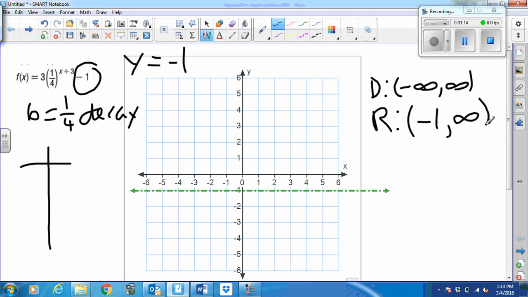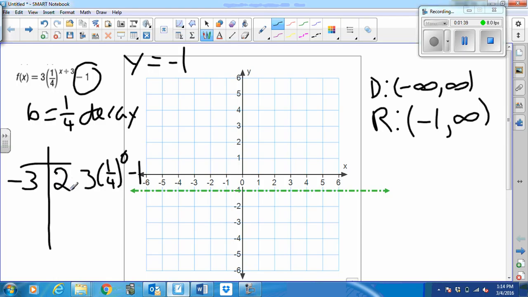Now, as I'm looking for numbers to find the shape of this exponential function, the first thing I want to do is figure out what value of x is going to make that exponent equal to 0. And so if I plug in -3 for x, what I end up with is 3 times 1/4 to the 0 power minus 1. Well, anything to the 0 power is 1. So this is really just 3 minus 1, which is 2.